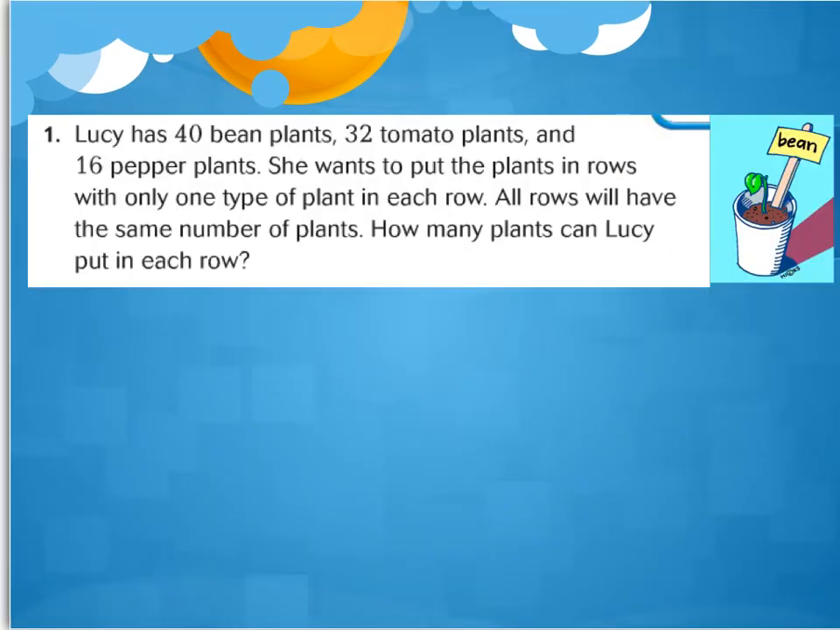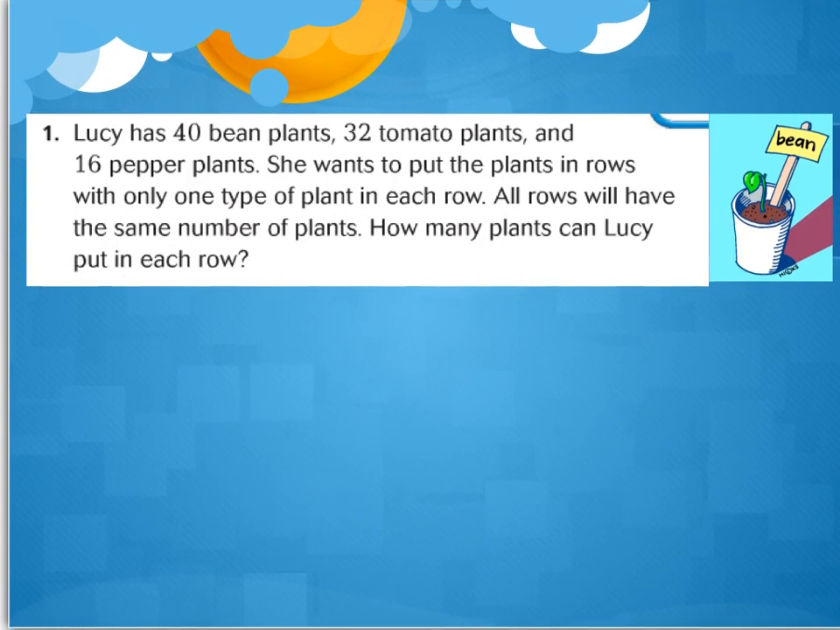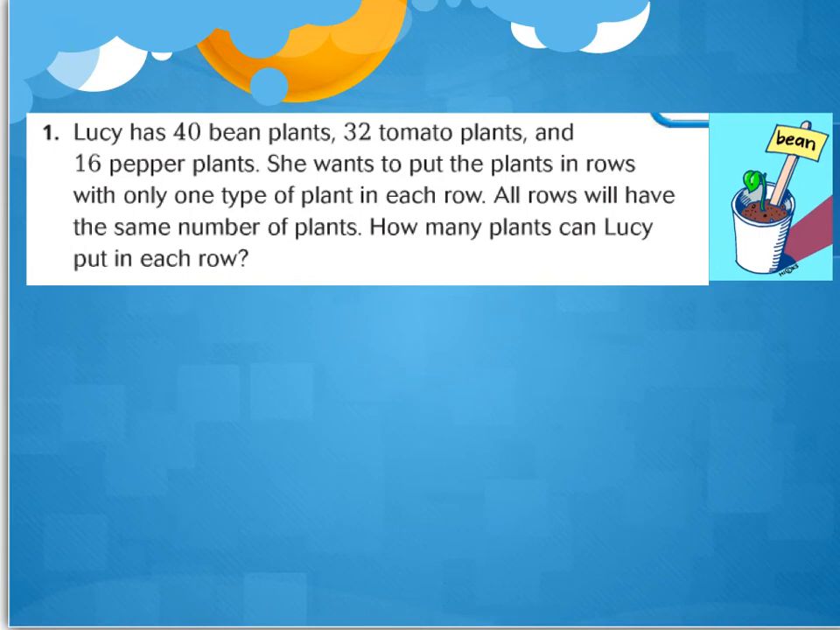Let's do one more example together, just to make sure you really understand how we're finding these numbers. Remember, when finding factors, I'm thinking about all my divisibility rules and my multiplication facts. Lucy has 40 bean plants, 32 tomato plants, and 16 pepper plants. She wants to put the plants in rows, with only one type of plant in each row. All the rows will have the same number of plants. How many plants can Lucy put in each row?